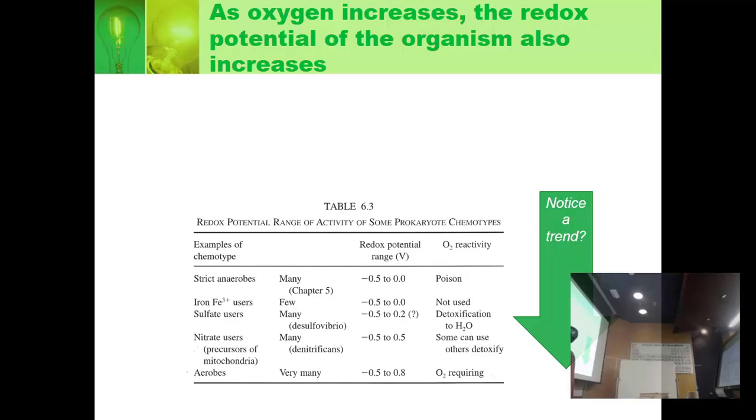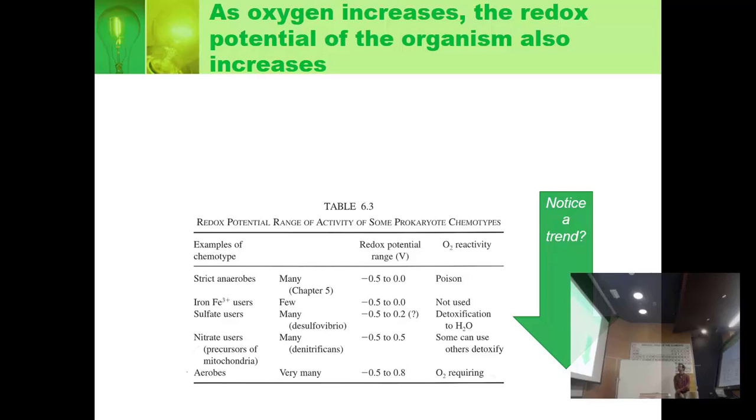And as you go along, if you look at things that use iron 3, same thing. Sulfate users, you see a few things that can handle a little bit higher oxidation. Nitrate users, they have a higher oxidation, and then us, all the way up to 0.8 volts, which is exactly the E value of O2. So this is evidence that it really is the O2 that's controlling things, and that these chemistries developed in this order, okay?